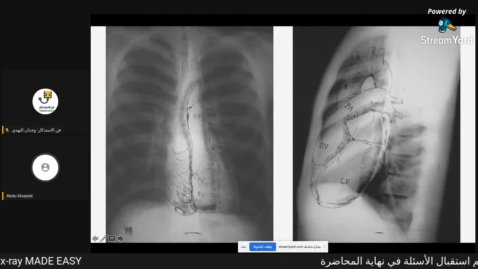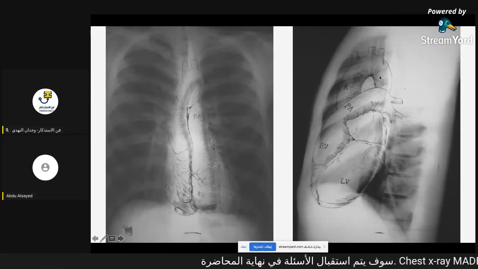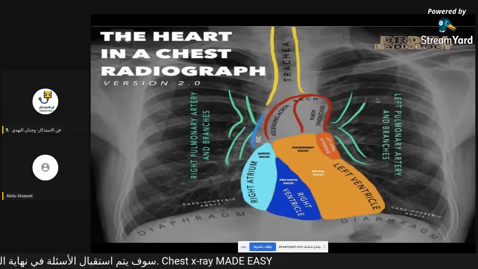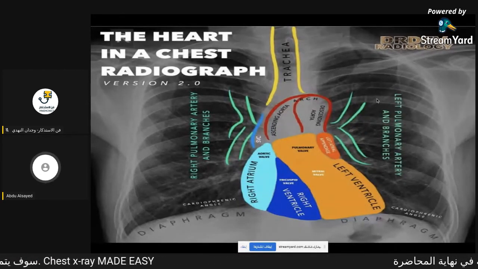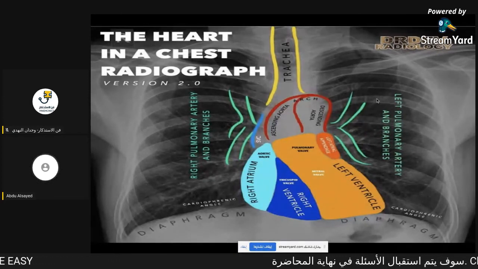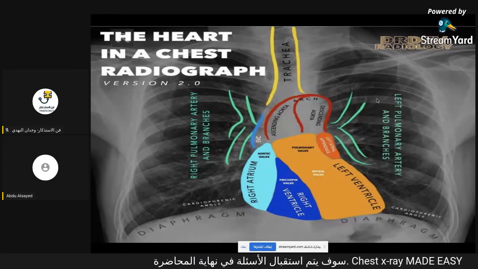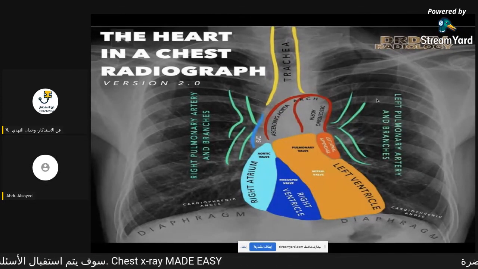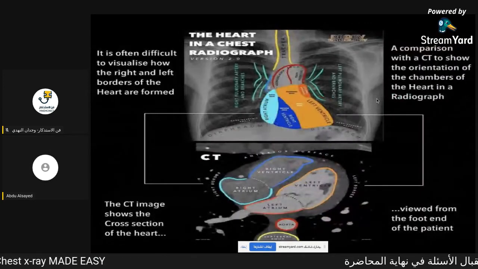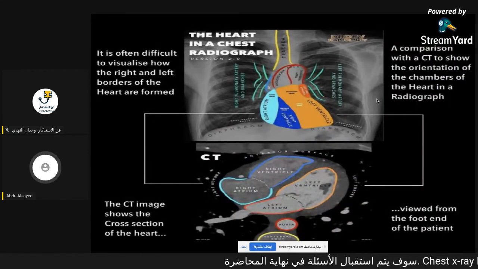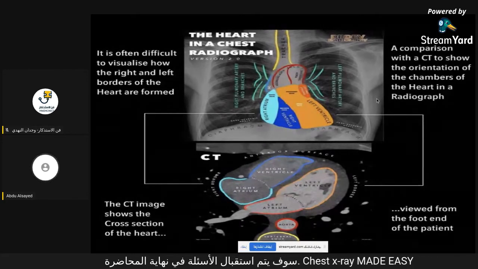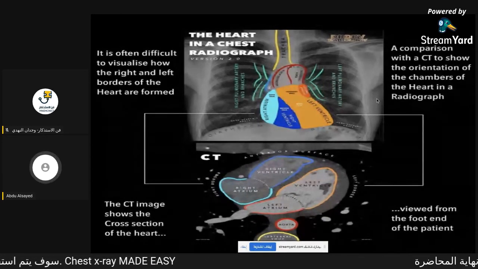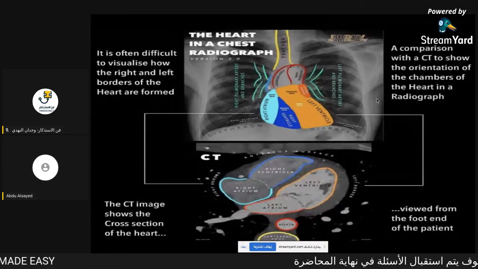On this picture, we can inspect and know more about the details of the cardiac parts on chest X-ray. Here also, the same. We are cutting like a CT. We are having a cross-sectional image, as we are doing in the CT chest. We are inspecting the heart from below. This is the right ventricle, this is the right atrium, this is the left atrium, and this is the left ventricle.